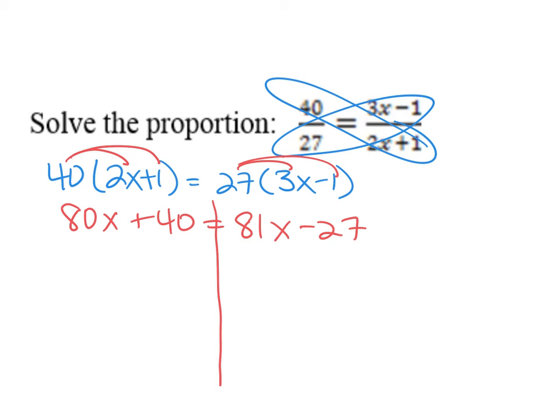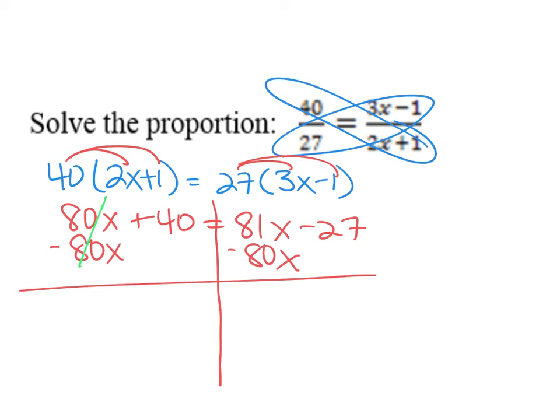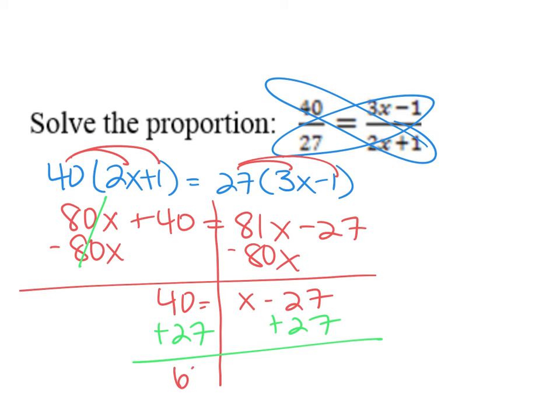So no different here than what we did at the beginning. We just have x's on both sides. We know how to take care of that. We're going to move this 80x over, get our x's on one side. So I end up with 40 equals 1x, or just x, minus 27. Add the 27 to both sides. And so x equals 67.